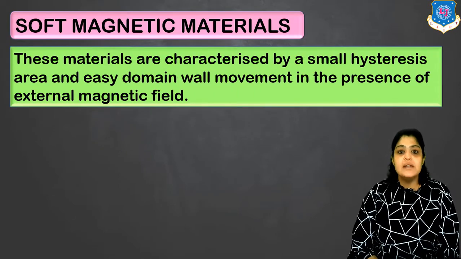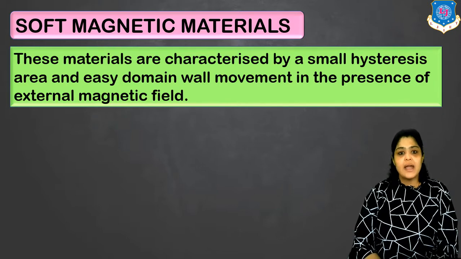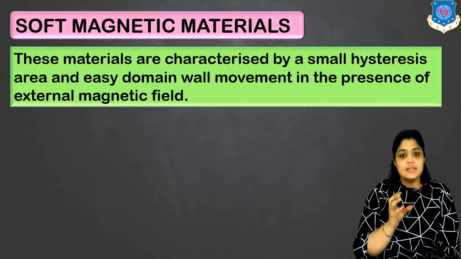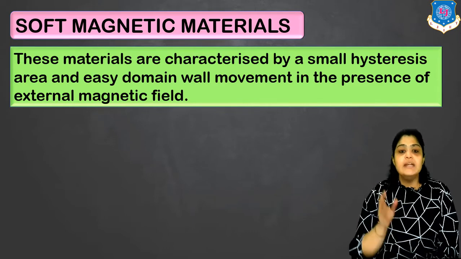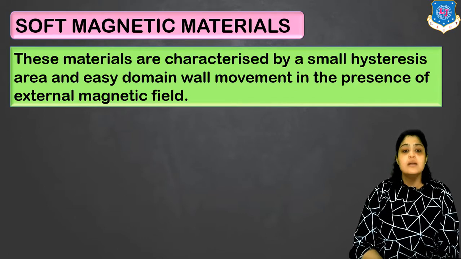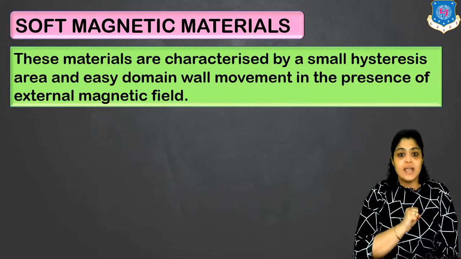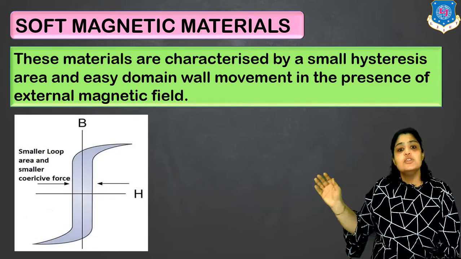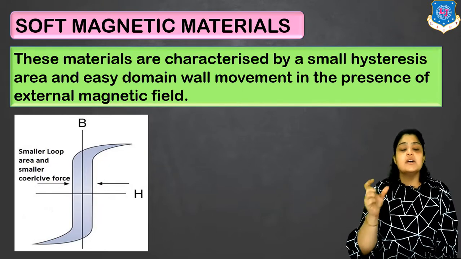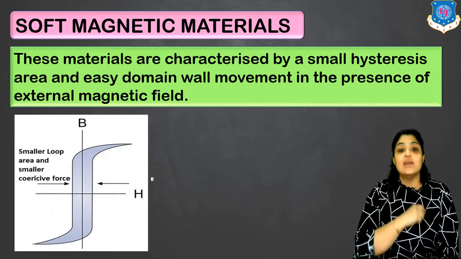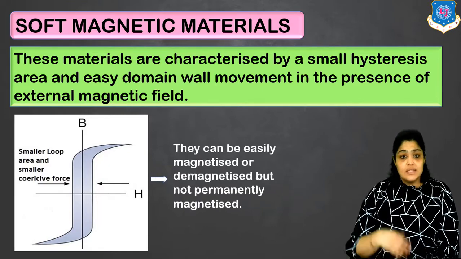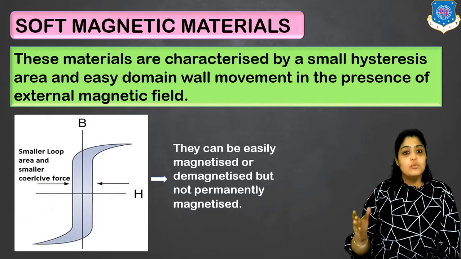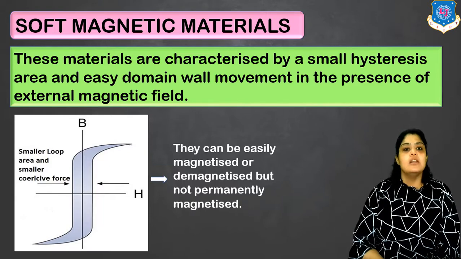We'll discuss soft magnetic materials first. What do you mean by a soft magnetic material? These are materials characterized by a small hysteresis area and easy domain wall movement in the presence of an external magnetic field. They have a very small hysteresis area and easy domain wall movement, which can be seen in the following diagram. Just look at the diagram. The area of the curve is comparatively small, or I would say it is a narrow curve. These are materials which can be easily magnetized and demagnetized because they have easy domain wall movement, but they cannot be permanently magnetized.